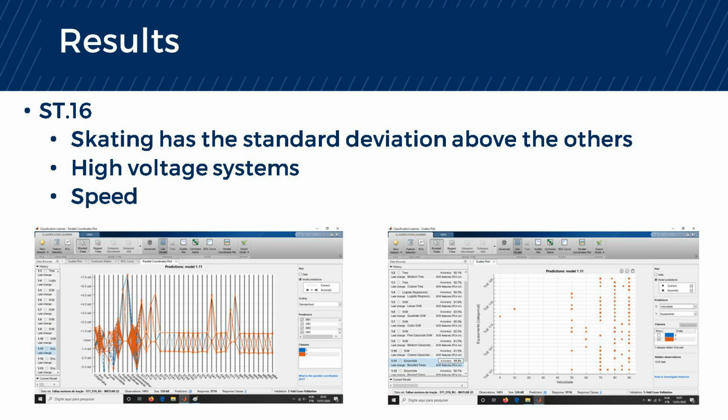About the subsystem ST16, the complete motor. The skating sensation has the standard deviation above the others, as do high voltage systems, due to the low variation of values. This is also seen in ST.84. About the speed, a fault identification in a model at speeds below 70 km per hour has a better occurrence percentage than at speeds above 70 km per hour. It may be because of the transition of gear points.